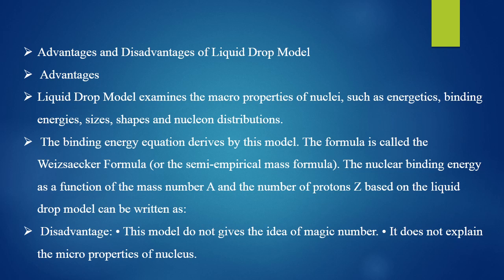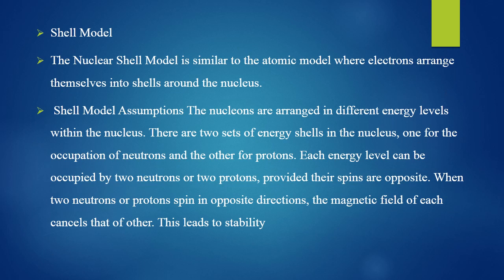And the disadvantages: it doesn't give the idea about the magic number, whereas the shell model defines the idea of magic number, and this particular model doesn't explain the concept of magic number. Similarly, the microscopic properties, the quantum mechanical properties, can't be explained in this particular model. The next model, more advanced than the liquid drop model, is the shell model.